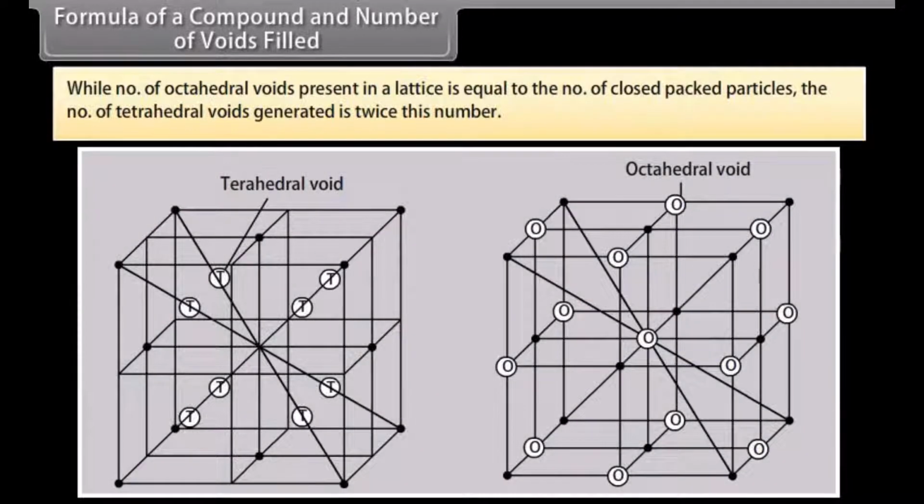Formula of a compound and number of voids filled. While the number of octahedral voids present in a lattice is equal to the number of close packed particles, the number of tetrahedral voids generated is twice this number.